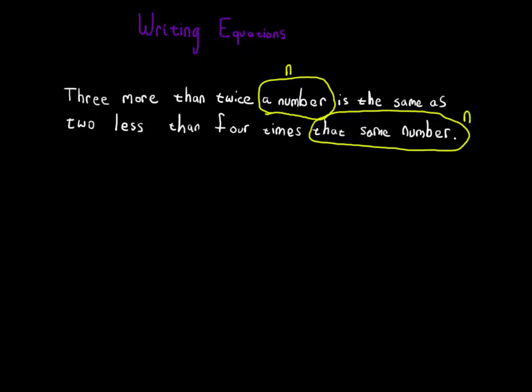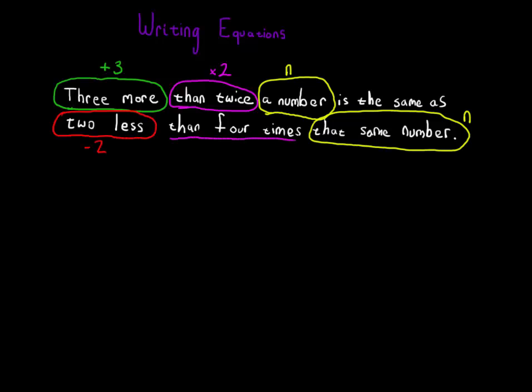Here's another piece. 3 more. 3 more means plus 3. Then twice means 2 times. Here we've got 2 less, which we can represent with negative 2. Then 4 times, which we can represent with multiplying by 4. The only missing piece then is the equal sign, and that comes from this phrase, is the same as.